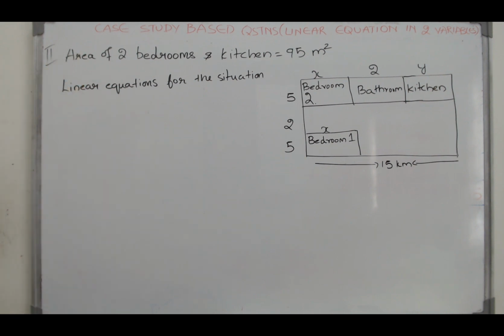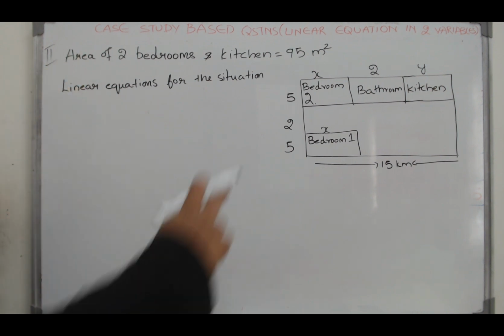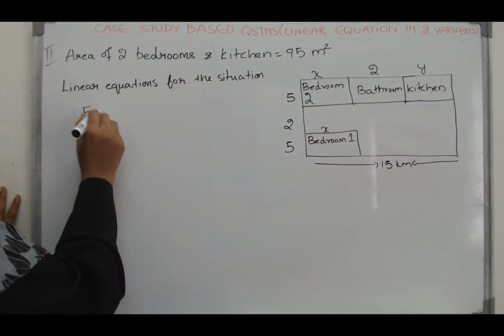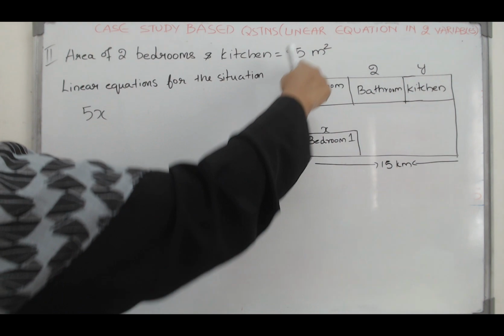The area of the two bedrooms. What is the area of any rectangle? It is length into breadth. That is one bedroom.